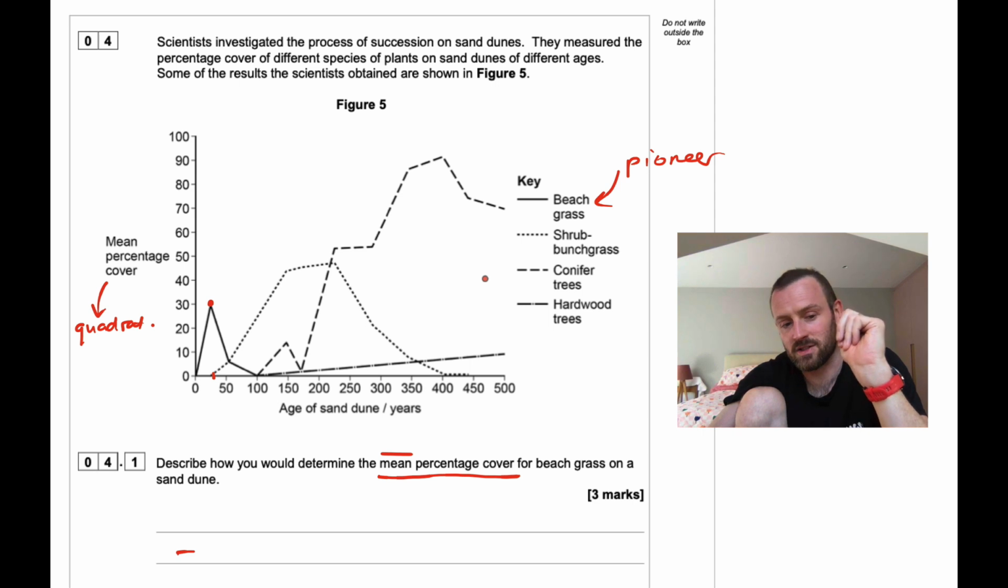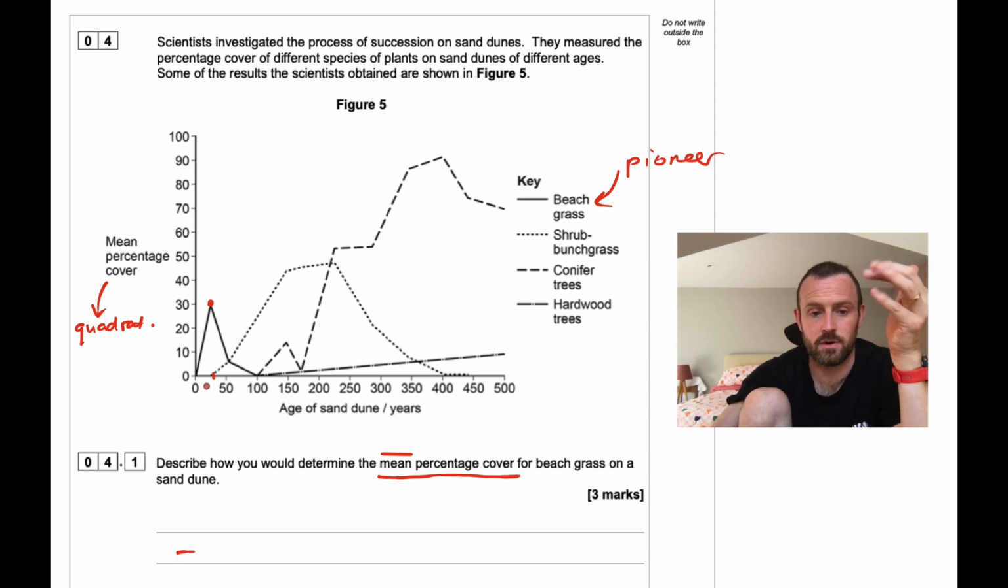Let's take a step back, actually. So I'd say initially, as the dune is 0 years old, there does not appear to be any vegetation at all. But quite rapidly, a pioneer species comes in. That pioneer species is beach grass. Beach grass becomes the dominant species with a maximum percentage cover of 30% at age around 25 years.